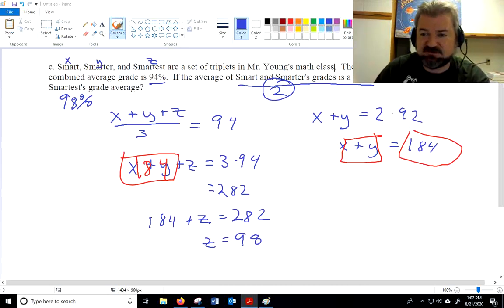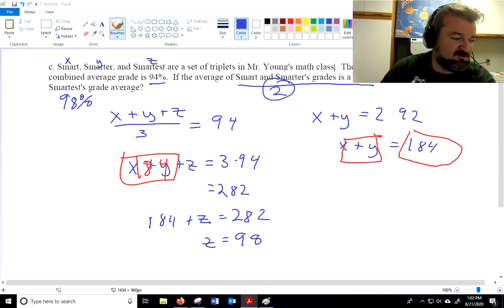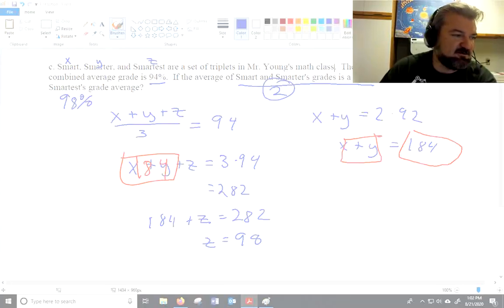I assume it's a she. It doesn't say, but I don't know. If I'm going to name a kid Smartest, I think Smartest is a good girl name. What do you think? Maybe a boy. I don't know.